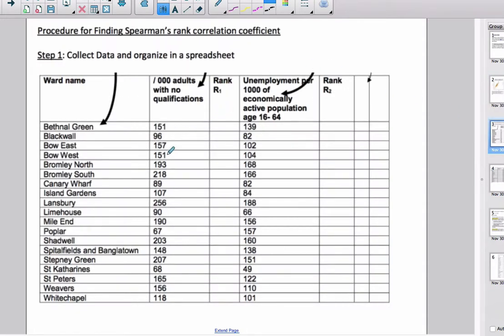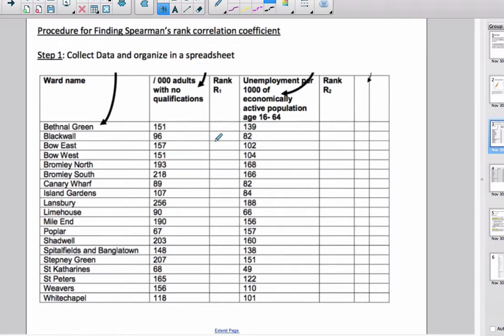So here we have some data. We have, it's not a percent, it's per 1,000 adults with no qualifications. And here we have unemployment. So we expect some sort of relationship between unemployment and the number of adults with no qualifications. Okay, so we can use this data here and type it into a spreadsheet or a calculator and get Pearson's product moment correlation coefficient. Or we can do Spearman's.